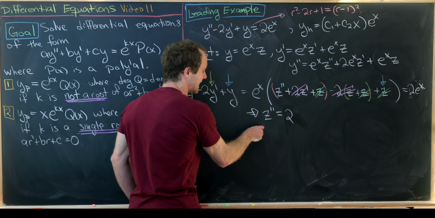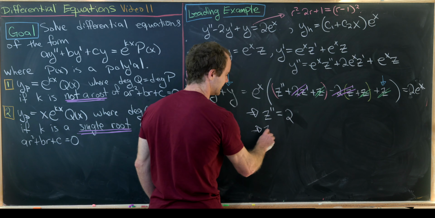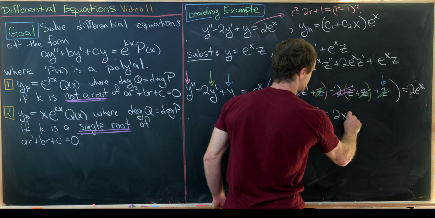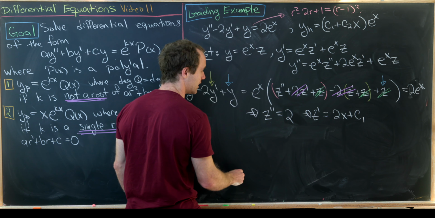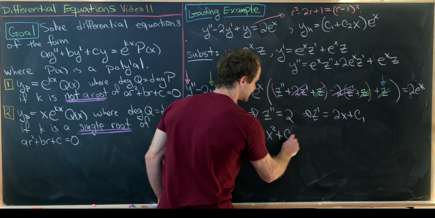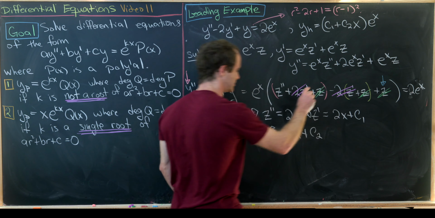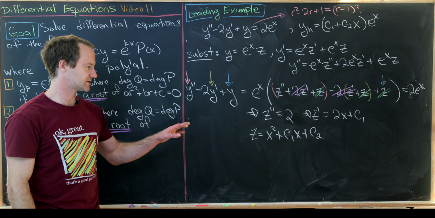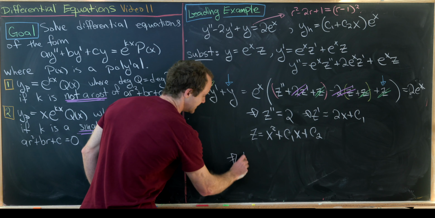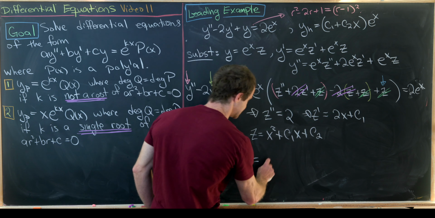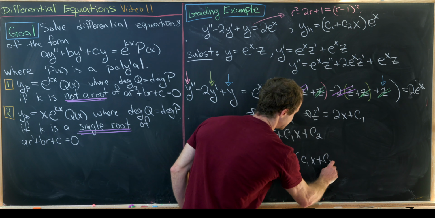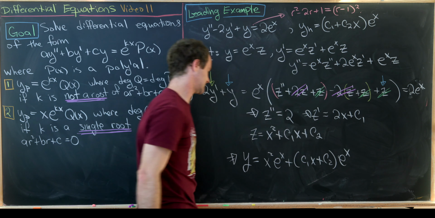That means we can easily calculate z by taking the antiderivative twice. We'll get z prime is equal to 2x plus some constant, I'll call it c1, and then we'll get our original z is x squared plus c1x plus c2. Okay, nice. Now, y was e to the x times z, so that means we have our final solution y as x squared e to the x plus c1x plus c2 times e to the x.